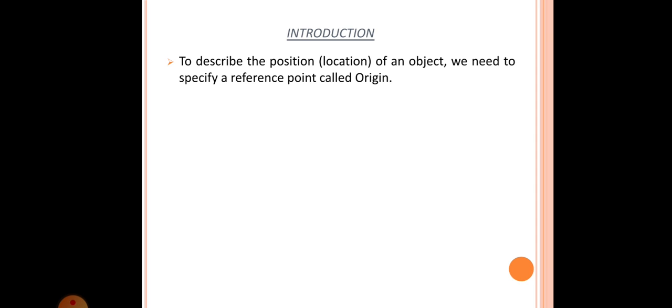Before understanding motion, we need to learn how to describe the position of an object. To describe the position, or the location, of an object, we need to specify a reference point called origin. In order to locate the position of any object, we need to first ascertain a reference point, and that reference point is called your origin.